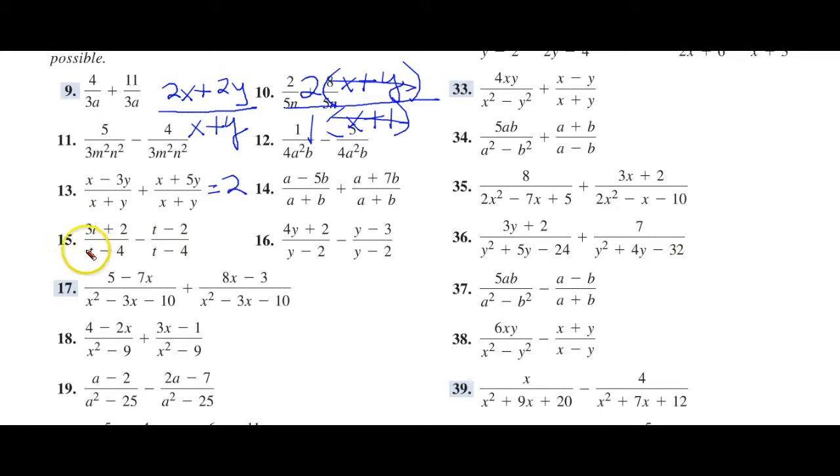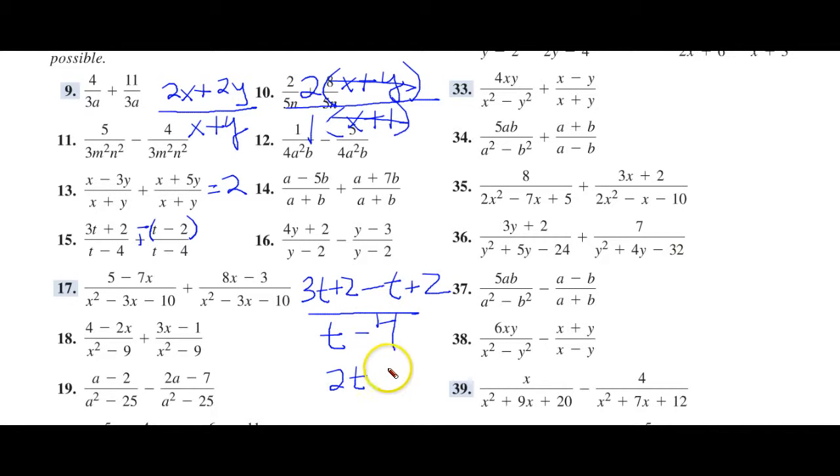Now here in number 15, it's critical. Our denominator is t minus 4, and we have then 3t plus 2, but I'm going to put this as a plus, put this in parentheses, and put the negative up there. So now this becomes a negative t. Change this sign, plus 2, and I now get 2t as I subtract my common terms, and this is plus 4.